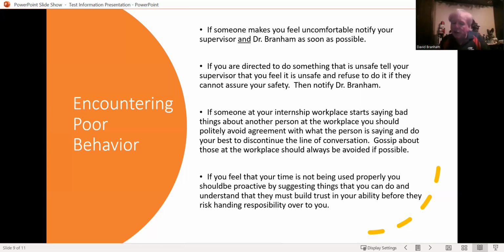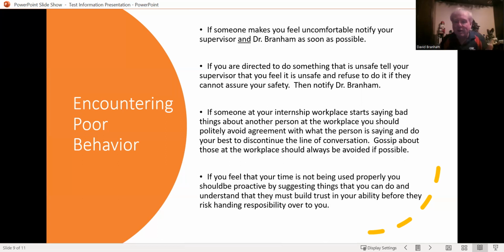If somebody at your internship workplace starts saying something bad about another person at the workplace, you should politely avoid agreement with that person and what that person is saying, and do your best to discontinue the line of conversation, even if that means walking away. The worst thing you could do is get caught up in this gossip, where you're basically talking badly about other people. Just try to avoid that at all costs.